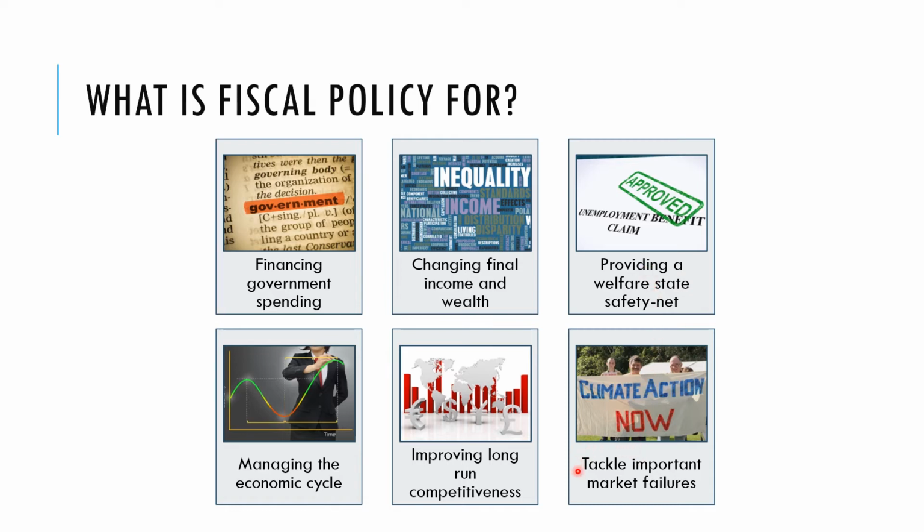Taxation can be employed to tackle market failures, for example, taxes on externalities. Taxation and government spending can also be used to improve the long-run competitiveness of the economy, so it may have an impact on aggregate supply. And lastly, fiscal policy can serve a purpose for managing the ups and downs in the trade cycle. So there's lots of reasons why governments use fiscal policy, and it's one of the prime tools for demand management.